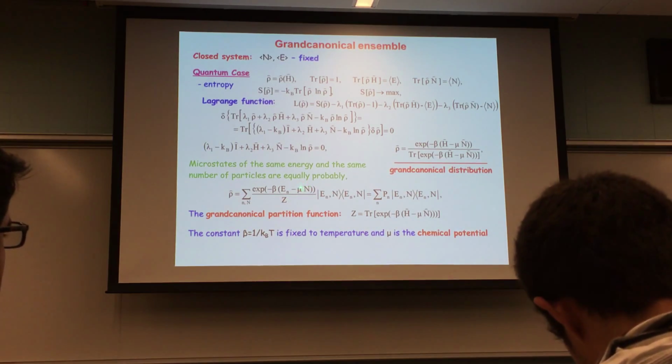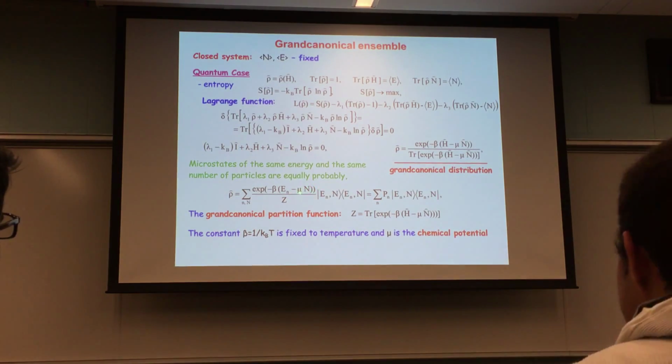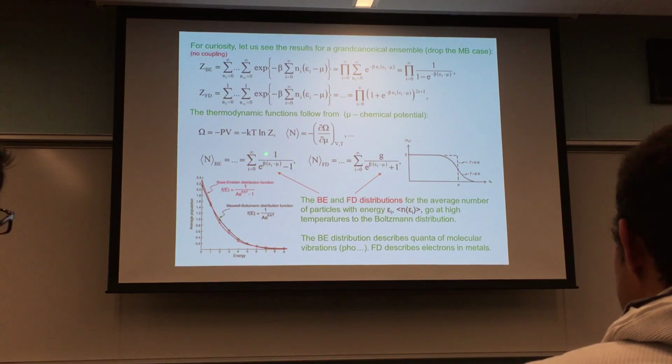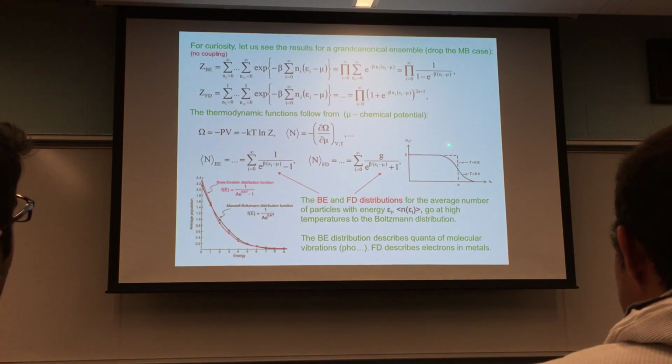And then this is the grand canonical, where also the number of particles fluctuates. Okay, and then we get the Bose-Einstein distribution, Fermi-Dirac, and if you neglect the one, you get the Maxwell-Boltzmann. Okay? This is the step function, you see. And this is the same.